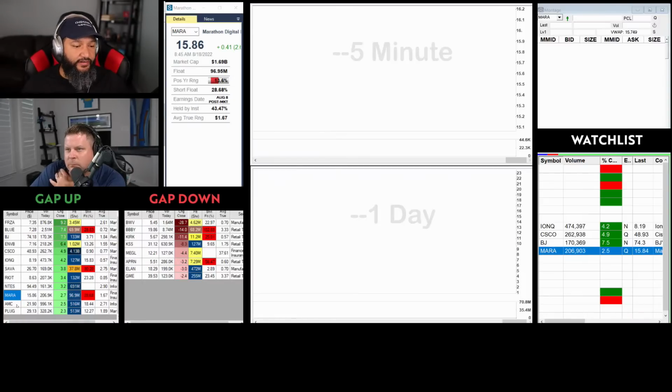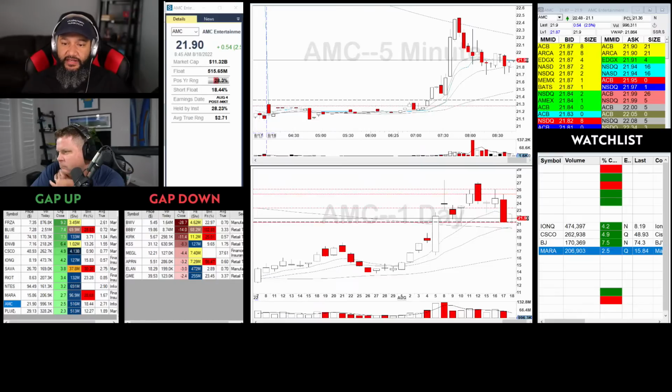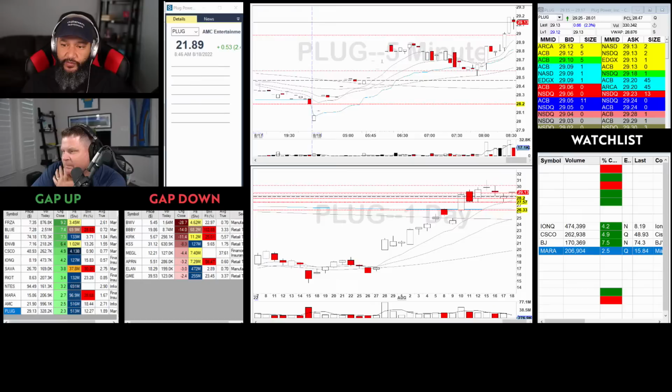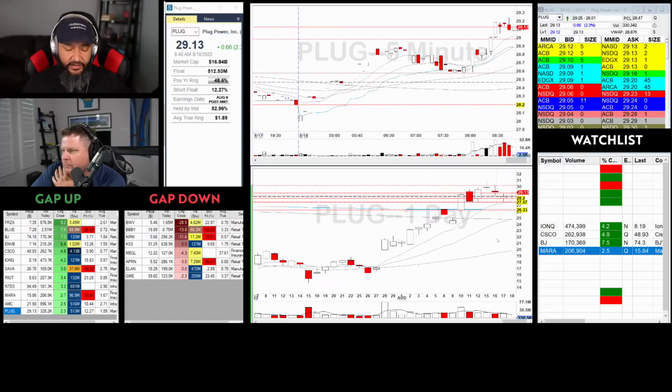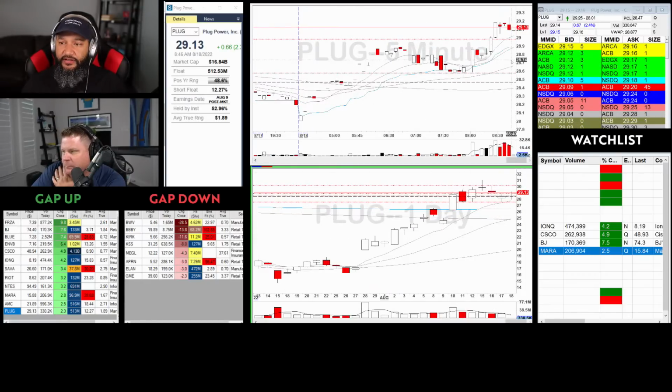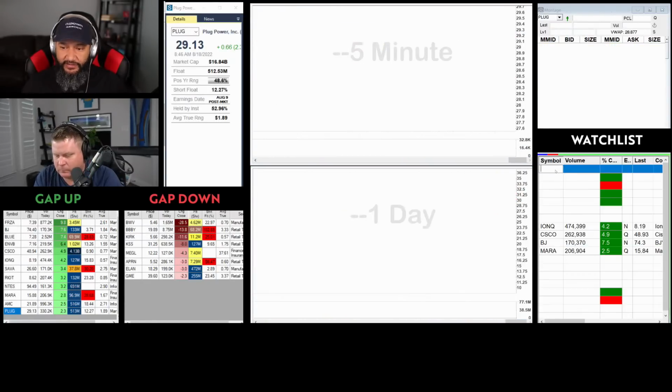And then two good ones on here. We have AMC, well, not good ones, but popular ones. AMC, of course, which has been memeing a little bit, not as much as BBBY, but they've been on here. They're up 2.5. And we also have Plug, which is, again, trying to get back up to 30 here, up 2.3. I do like Plug this morning.